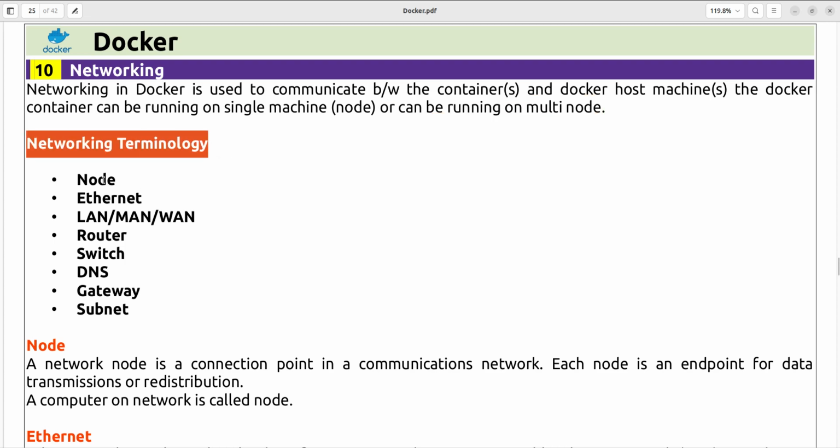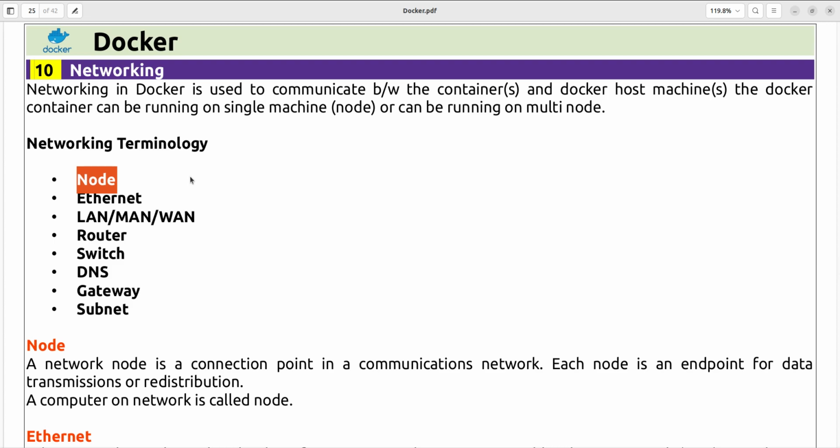So networking will have a node. What is a node? An individual computer on the network is called a node. One computer is one node. Suppose there are 10 computers in your room and all 10 are connected to each other through a wireless or wired network. The connection medium can be anything: they can be connected with a wire, or with Wi-Fi, but anyway they are connected. Each individual computer is called a node.